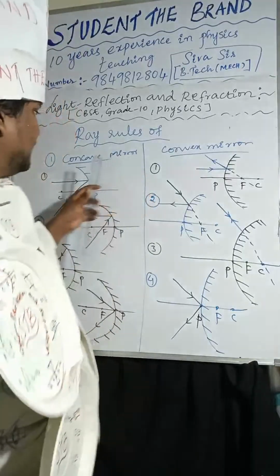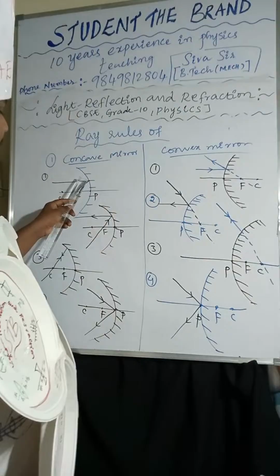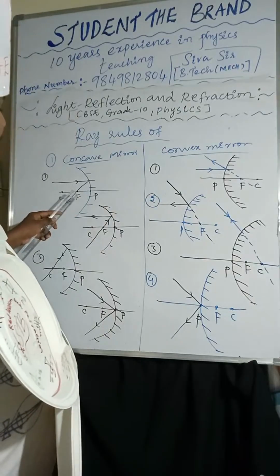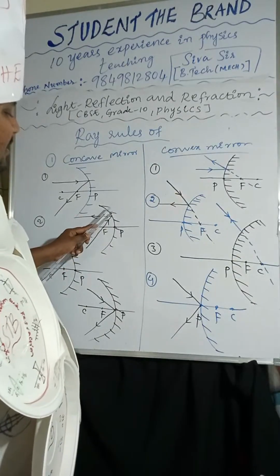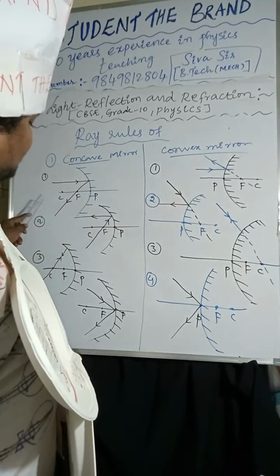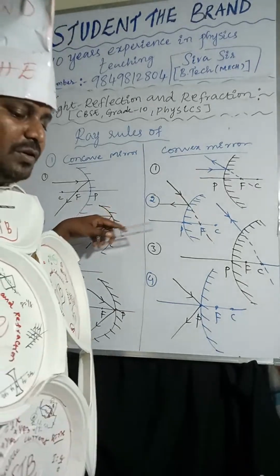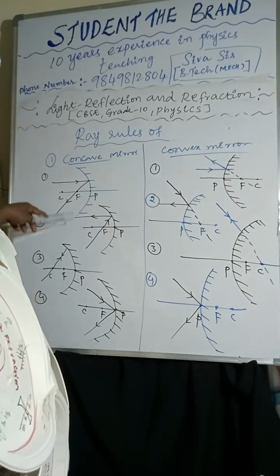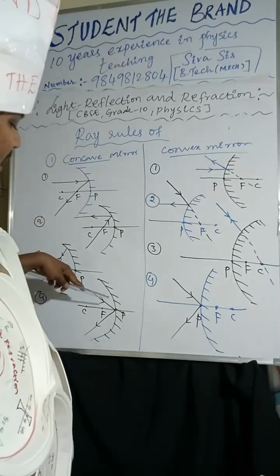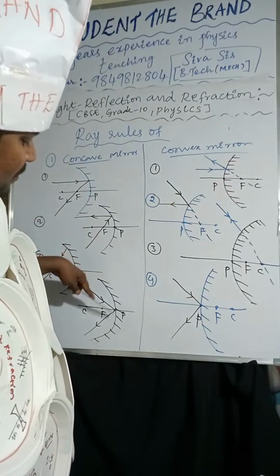Okay. So first one, if the light is incident at the mirror, it reflects back, it passes through the focus. Second one, if it is passing through the focus, after reflection it passes towards infinity. If it is passing through the center of curvature, it retraces its original path. And if the light is incident at the pole, it reflects back.